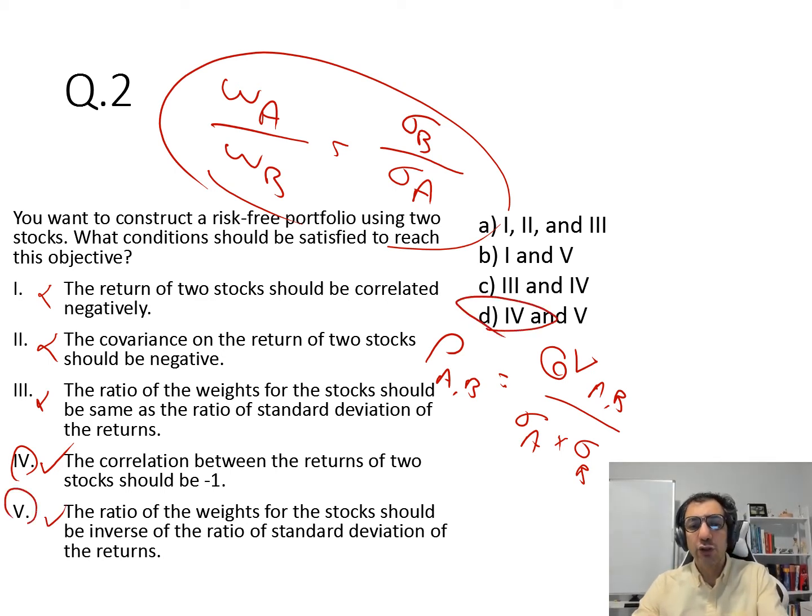So the answer here should be D, which is saying 4 and 5. So we should choose answer G. So now let's look at the last or the third question.